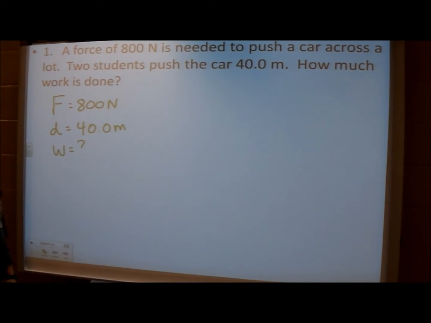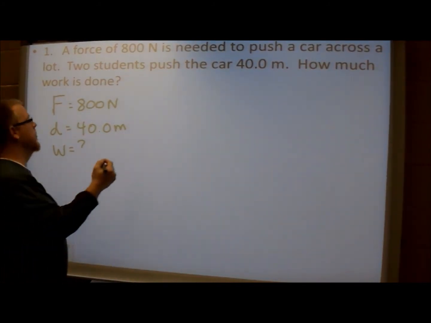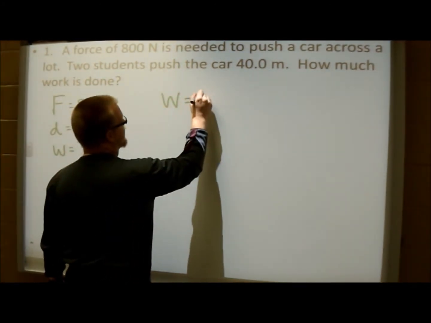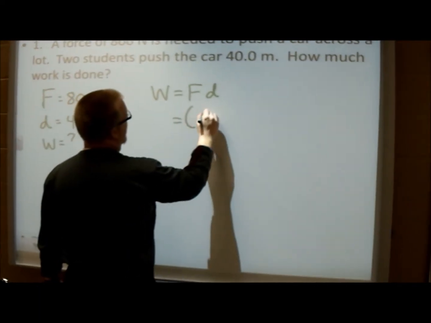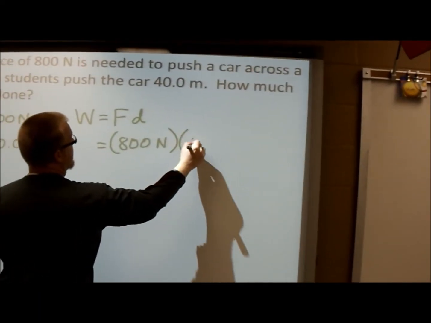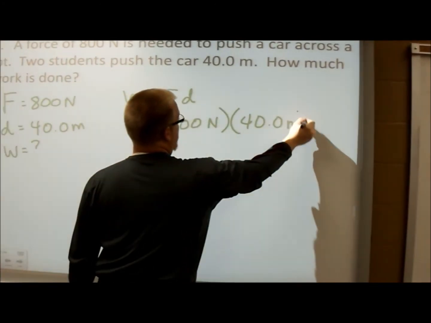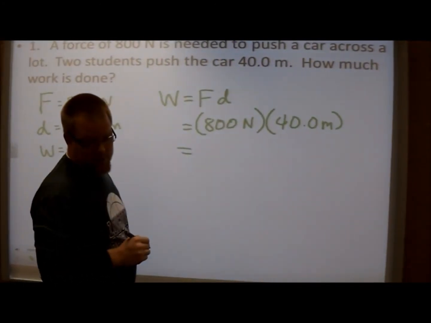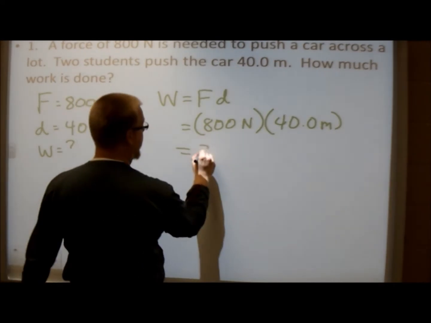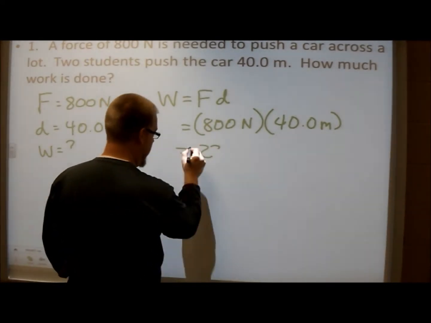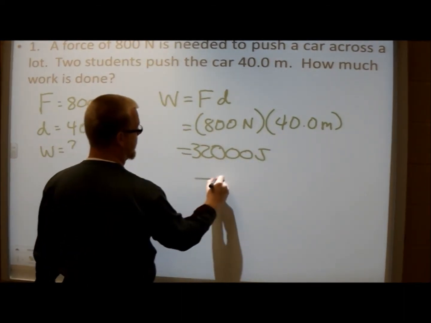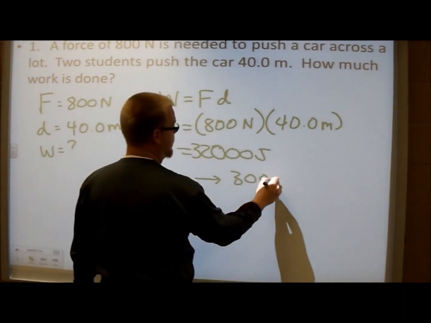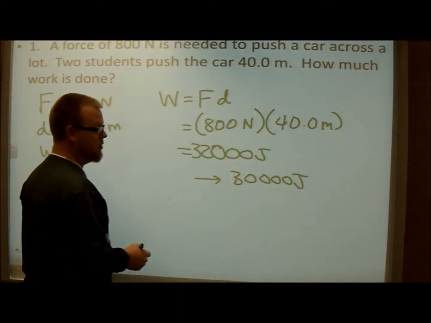Does it give us an angle? No. So the angle is 0. And remember, the cosine of 0 is 1. We can forget the part of W equals FD cosine of theta. We can leave that part out. So we have 800 newtons times 40 meters. And for that question, we're going to get 32,000 joules. And of course, if we're going to do sig figs, the actual answer should be 30,000 joules. There's number 1.